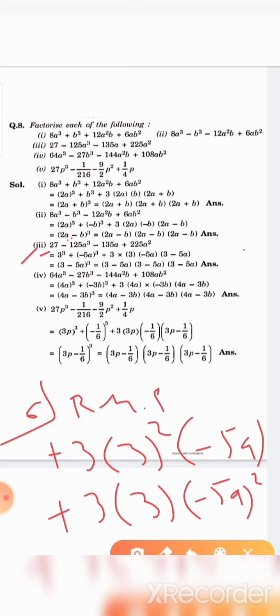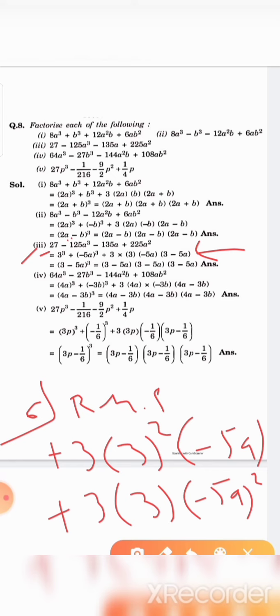Then we write the step. First we check it: 3 threes are 9, 9 threes are 27, and 27 fives are 135, and plus minus, minus 135a. Next, 5 fives are 25 and 25 nines are 225, and minus plus, so it is plus 225a square.